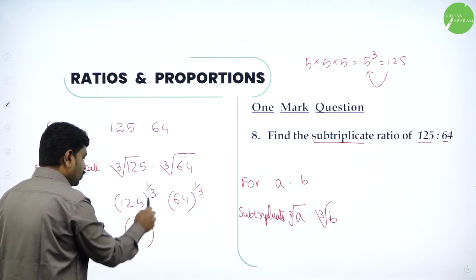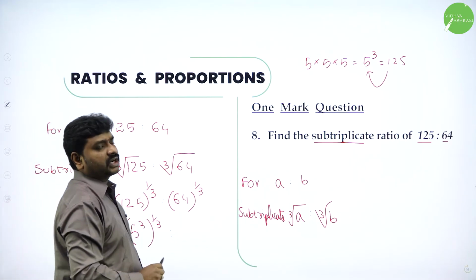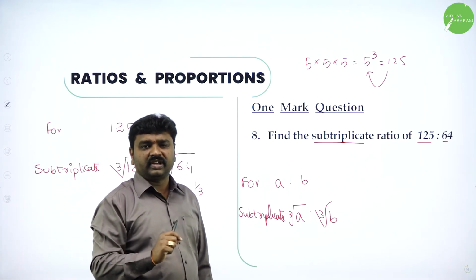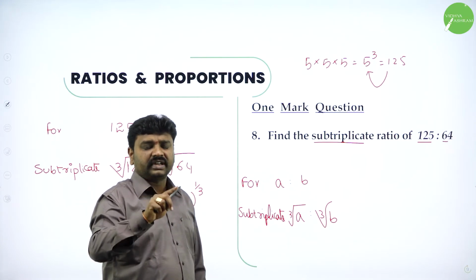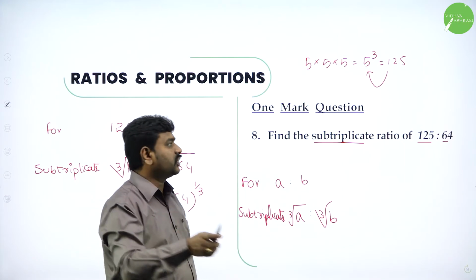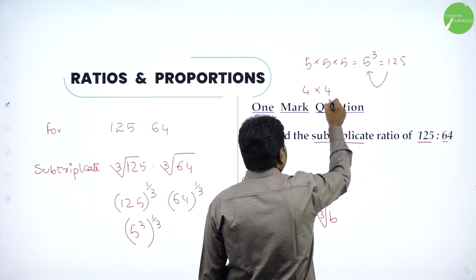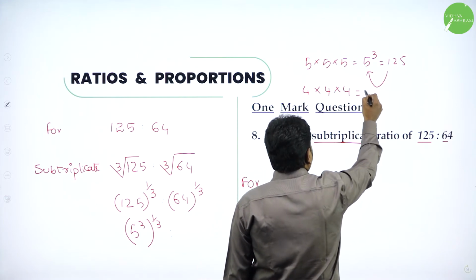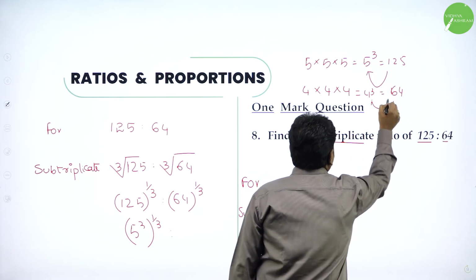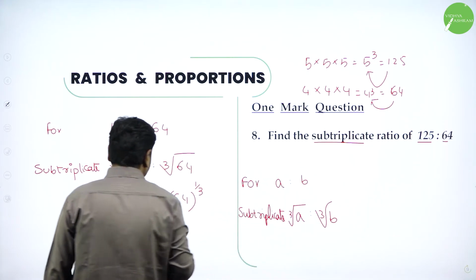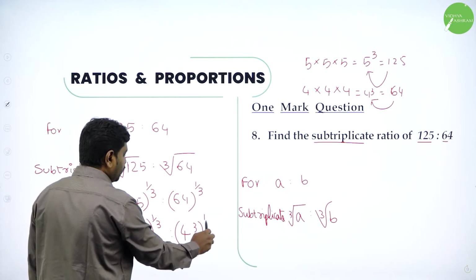Whole power 1 by 3 is to 64. 1 cube is 1, 2 cube: 2 2s are 4, 2 4s are 8. 3 cube: 3 3s are 9, 3 9s are 27. Like that if you keep trying, 4 three times: 4 4s are 16, into 4 is 64. So 4 cube is 64. So instead of 64 I'll write 4 cube, whole power 1 by 3.